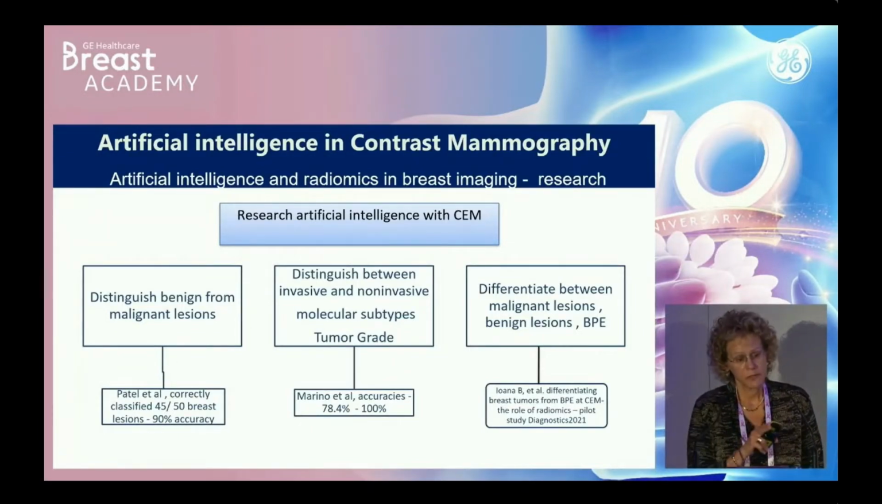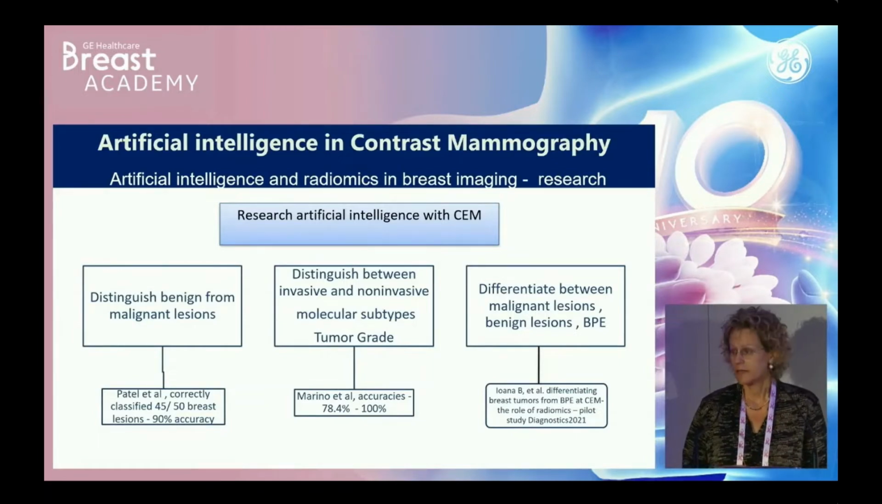Let's look at the research that is done today on contrast mammography. There are basically three directions. One of them is to distinguish between benign and malignant, for example a study from Patel. They looked at 50 lesions, and AI with contrast mammography could diagnose accurately 45 of those lesions, an accuracy of 90%.